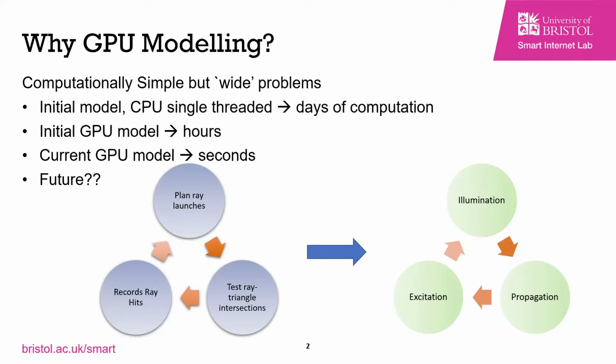The way that the model actually works at the moment is two recursive loops. The first is this one on the left of ray launching, triangle intersections, and recording those hits and creating what is effectively a network graph of the scattering in an environment. And then this graph is passed to the electromagnetics engine, which simulates illumination functions, propagation across this graph, excitation functions as things scatter off the environment. And then each cycle keeps going recursively for as many scatters as are necessary.